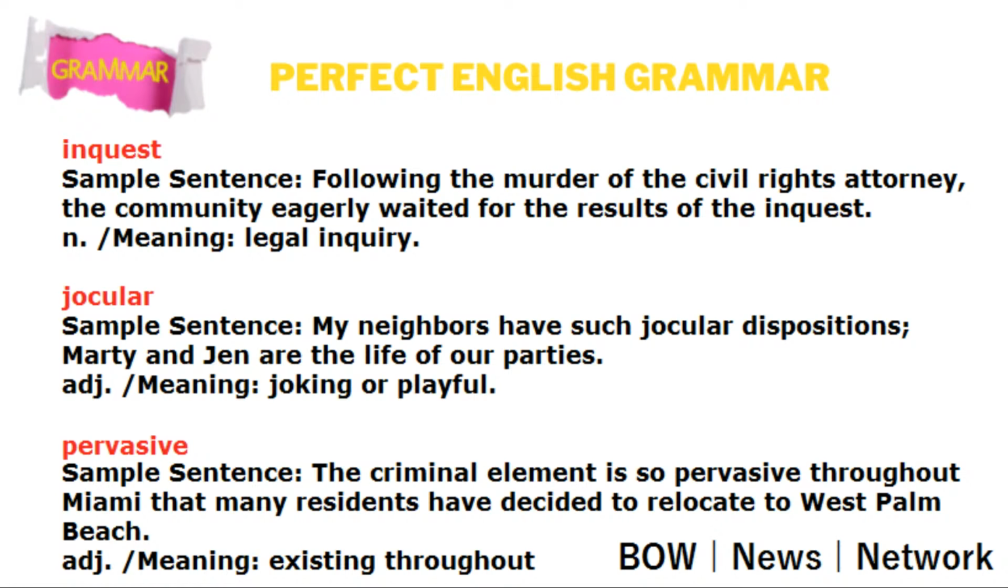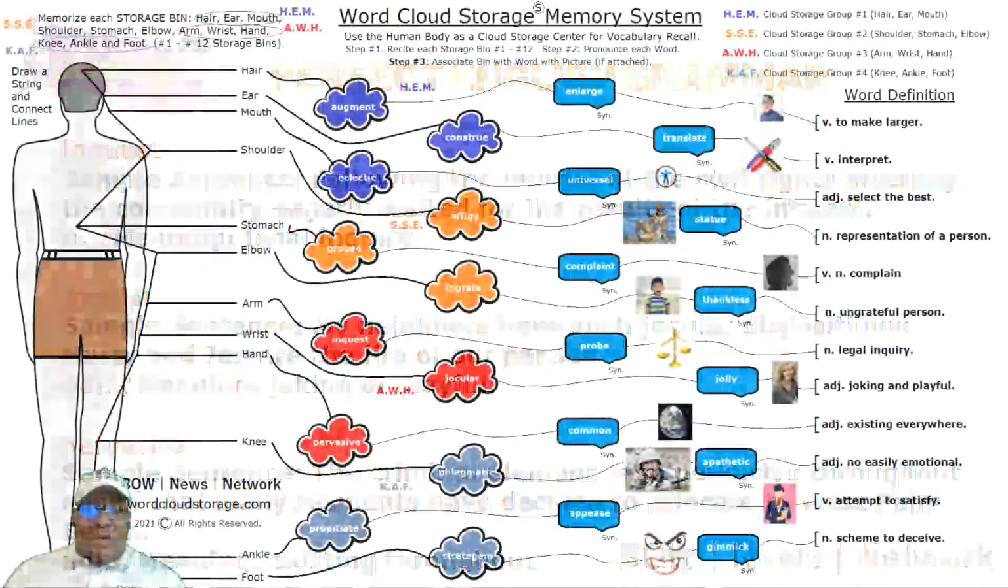So jocular. So that would be a good way to construct a vocabulary recall cue memory worksheet. Jocular in the center with Marty and Jen as your two cue words, or you could just put neighbor and Marty, and that should allow you to quickly trigger what the word jocular means. In this case, it's playful and joking.